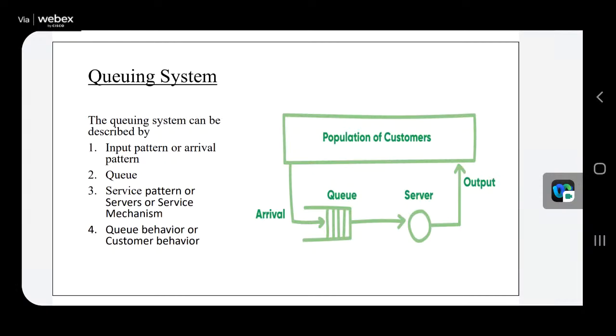Next is queue behavior and customer behavior. For example, for the same commodity you will have 2 to 3 different shops selling it. As a user, I'll tend to see what the cost is, what the quality of the product is, and also what the queue in front of the shop is.